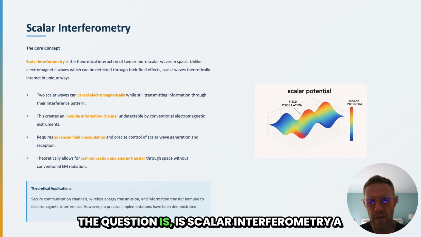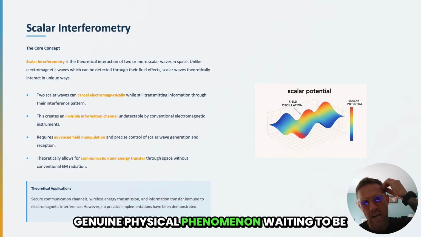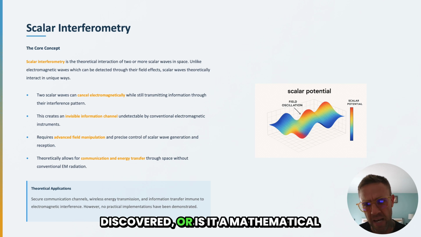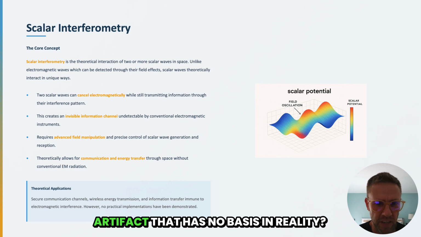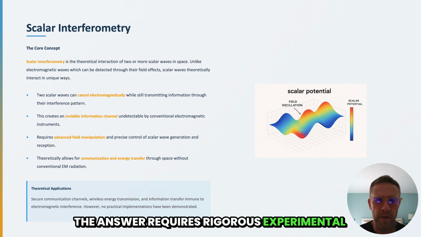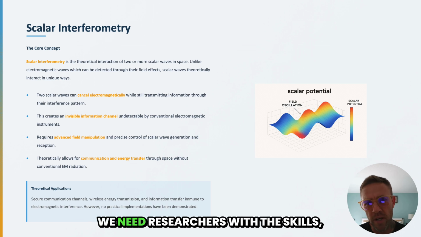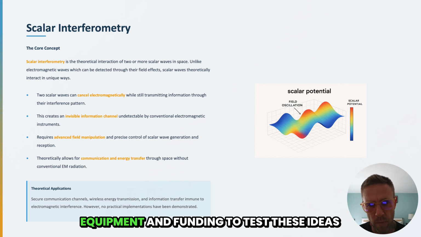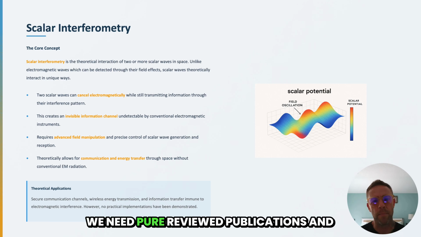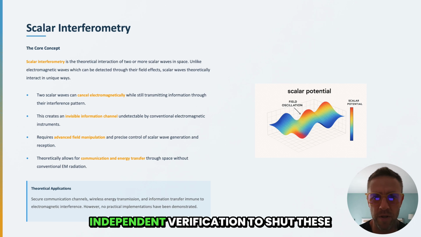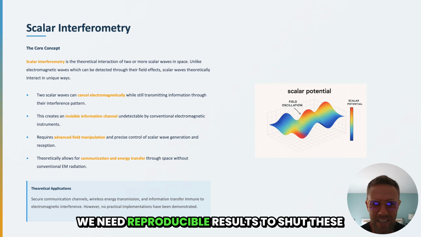The question is, is scalar interferometry a genuine physical phenomenon waiting to be discovered, or is it a mathematical artifact that has no basis in reality? The answer requires rigorous experimental investigation. We need researchers with the skills, equipment, and funding to test these ideas properly. We need peer-reviewed publications and independent verification to shut these people up. We need reproducible results to shut these people up.